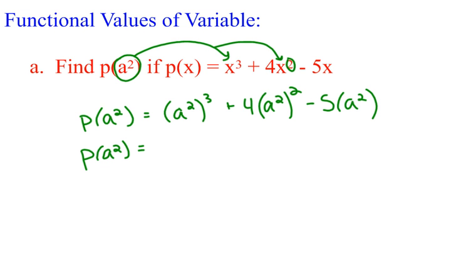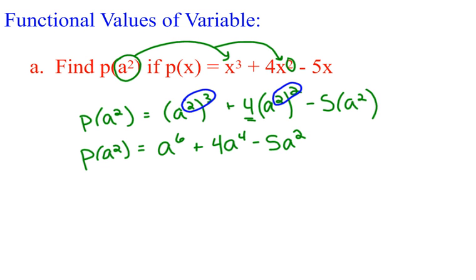So now as I go through, I'm going to use my rules for exponents. Remember, when I have a power, a squared cubed, I multiply those. So I'd get a to the 6th plus, this 4 is not being squared because it's outside the parentheses, so that's going to stay a 4. And then when I take a squared to the second power, I multiply those and get a to the 4th. And then here I'm just multiplying a constant times a variable, so I'd have minus 5a squared.